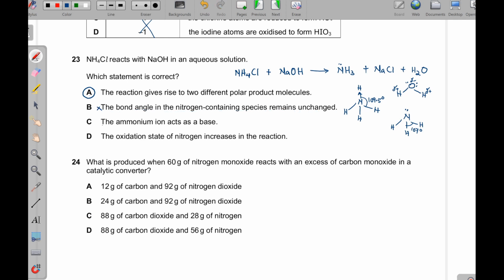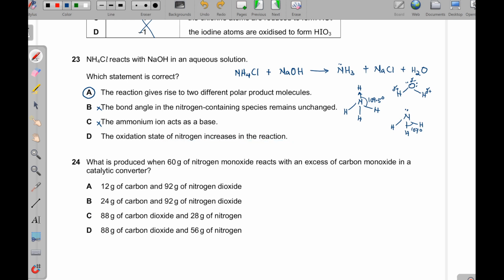And then this one here, the ammonium ion acts as a base. It is wrong. The ammonium ion acts as an acid because it donates a proton to this one here. You get it? And then here it has the three hydrogens, so it donates a proton. So what donates a proton is actually an acid. You see that?